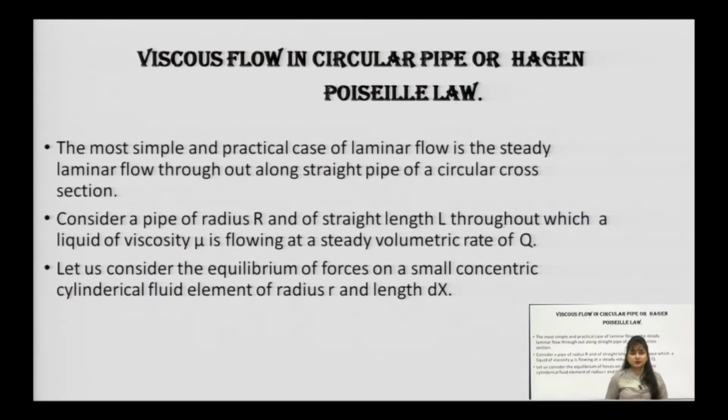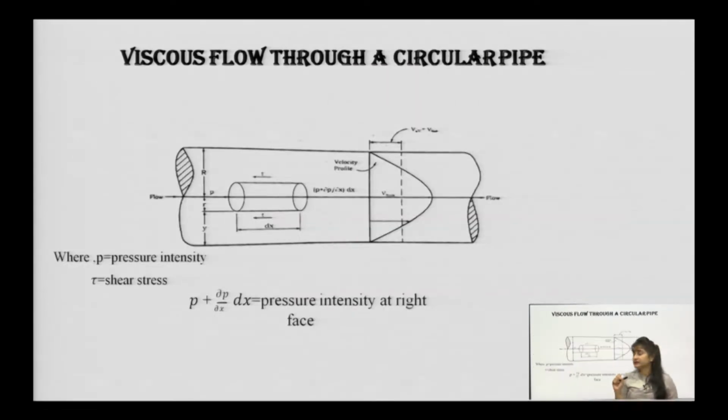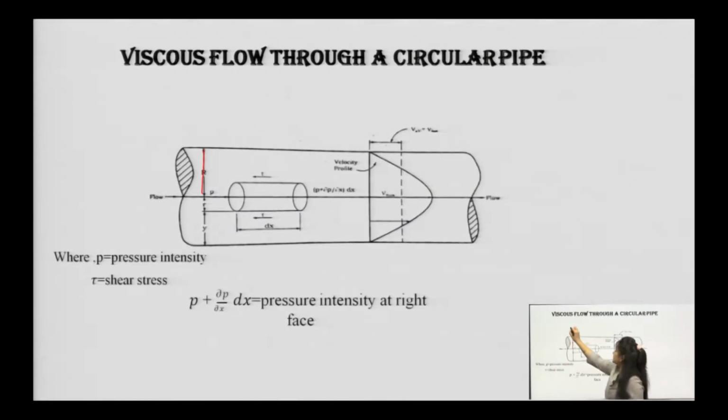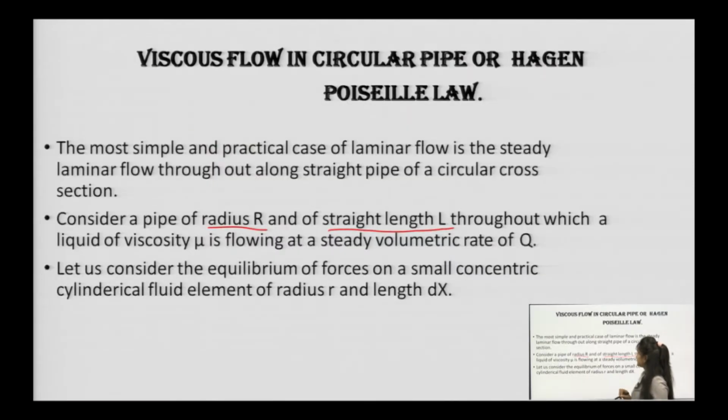the most simple and practical case of laminar flow is the steady laminar flow. Throughout that, a straight path is followed by the cross section, let us suppose A, having diameter d. Now let us consider a pipe of radius capital R and of straight length L. This is the circular cross section, and we have considered it has a radius R, it is straight, and the length is L. Another one: let us consider the viscosity of the fluid flowing as mu, and it has a steady volumetric rate of flow Q, where Q is nothing but the rate of flow.